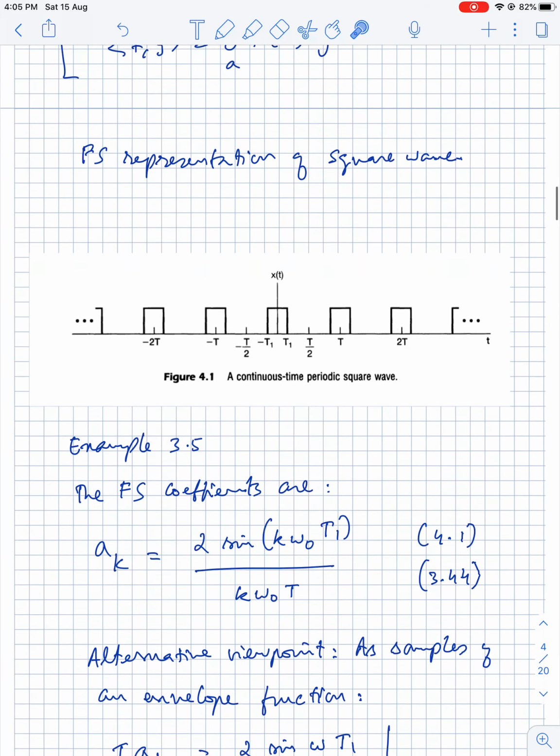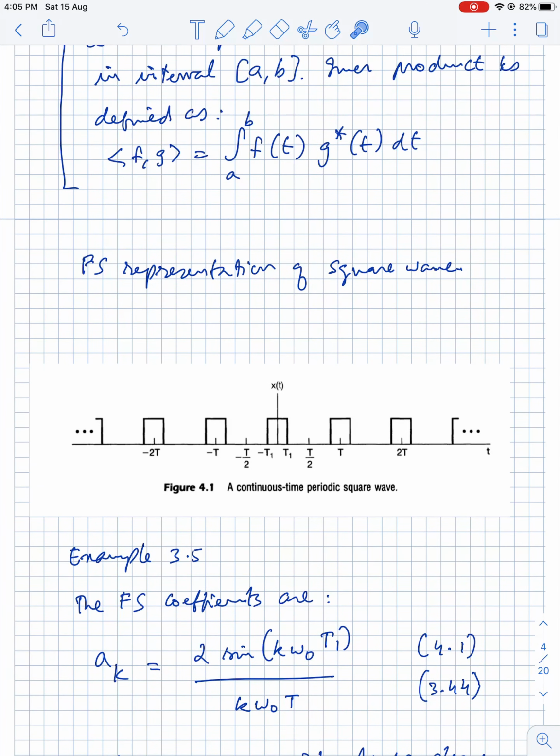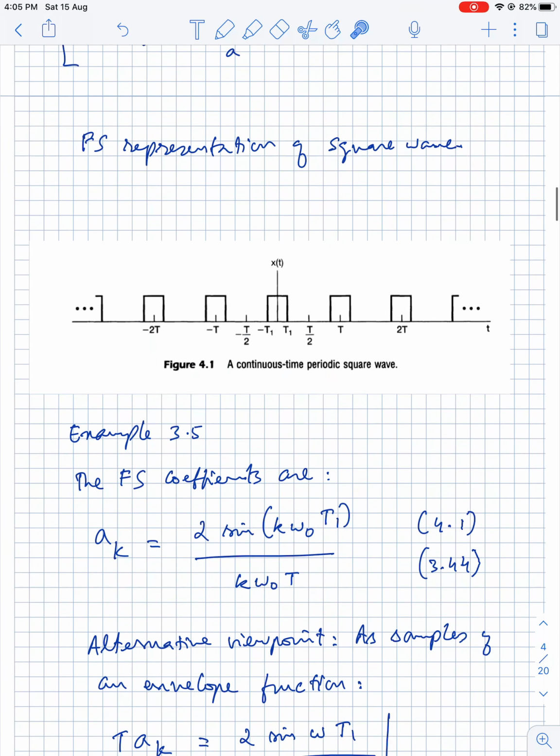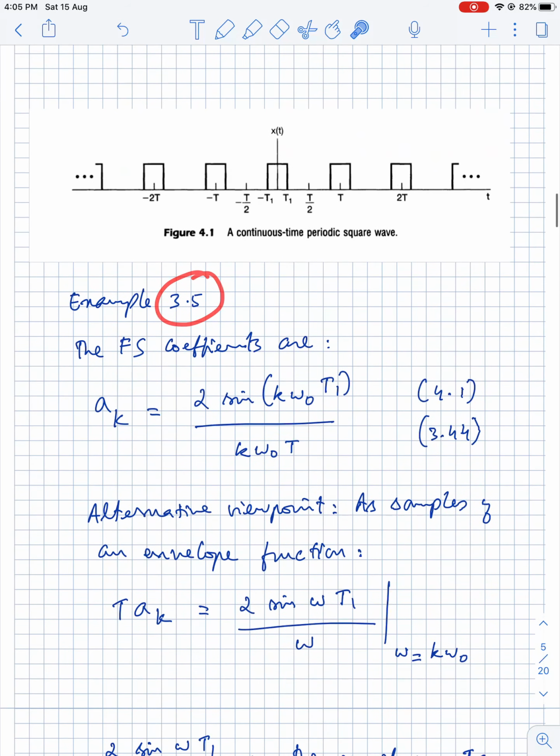In the Fourier series chapter we developed the Fourier series expansion for this periodic function. This was covered in example 3.5 in the textbook, and for k not equal to 0, we saw that the a_k coefficients were 2 sin(k omega naught T1) by k omega naught T, where this T1 is this T1 and T is this T. These were the Fourier series coefficients, and this is equation 4.1 and also equation 3.44 in the textbook.